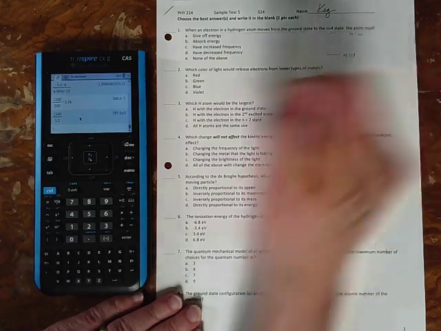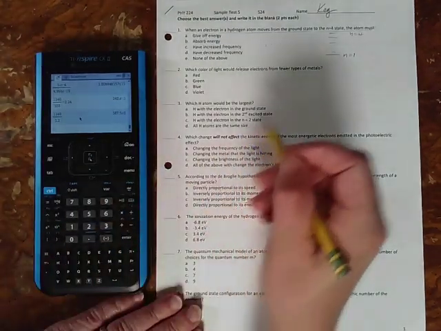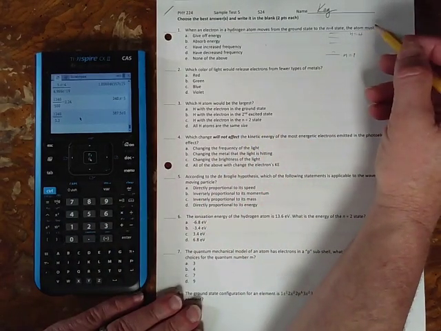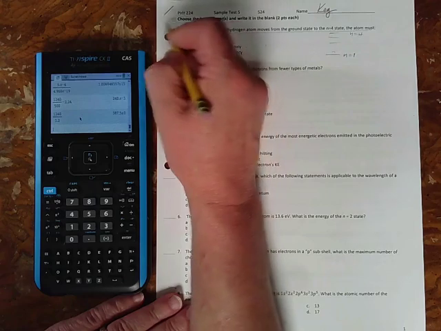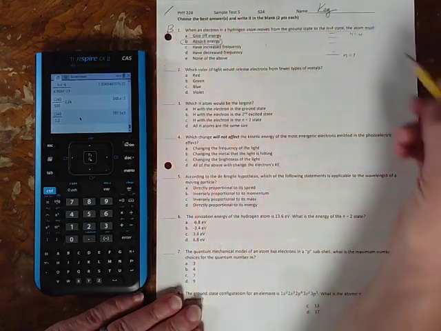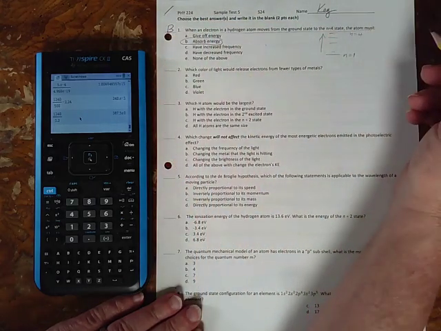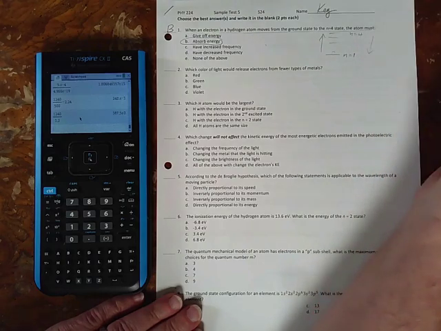The n equals 1 is the lowest energy. So to go up there, it has to get more energy, so it has to absorb energy. When it goes up, it has to take in energy. When it comes down, it gives off energy.